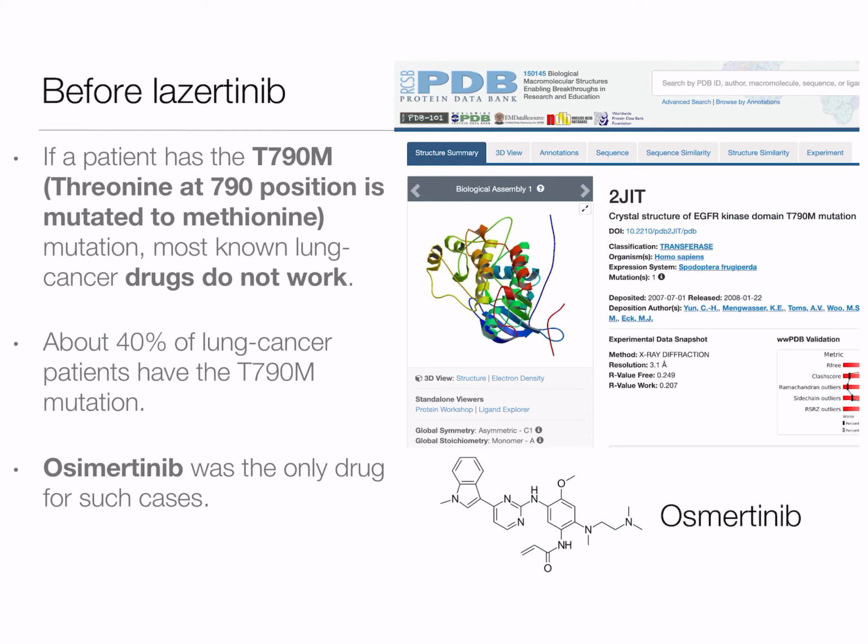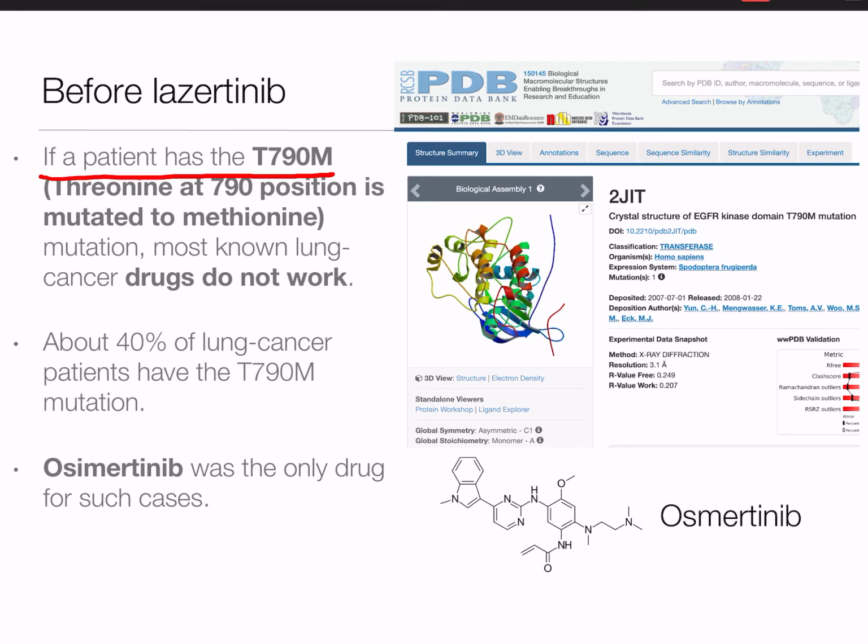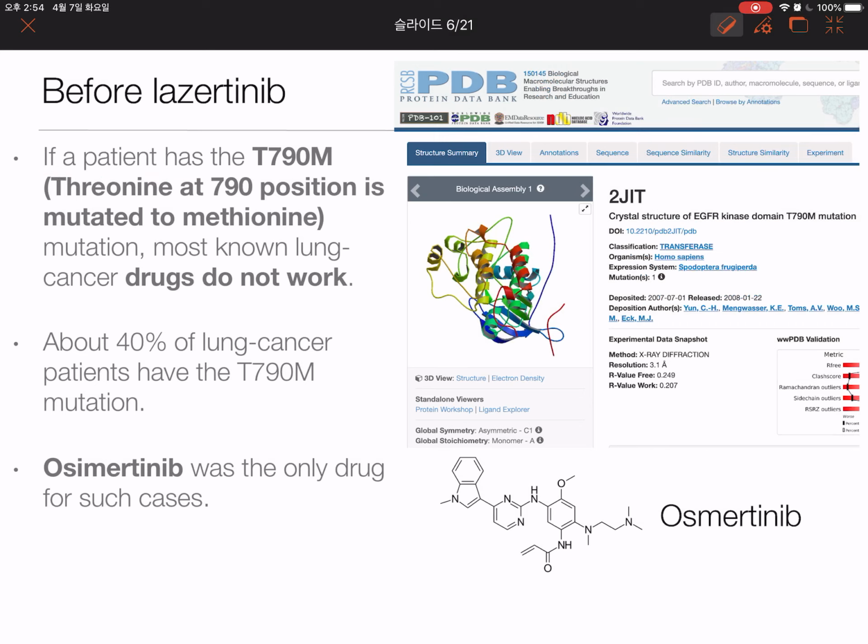So I'll tell you a little bit more detail about this drug. If a patient has the T790M mutation, so in biochemistry, T790M means threonine at the 790 position. Which means that the 790th residue is usually threonine. But sometimes it can be mutated to methionine, okay?